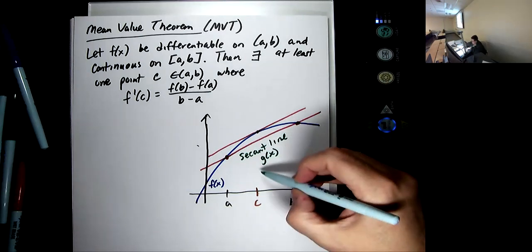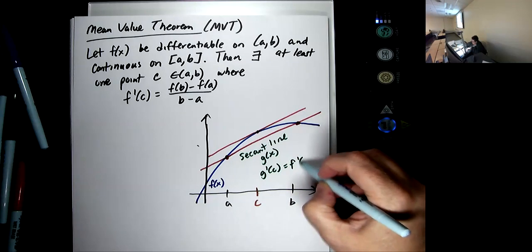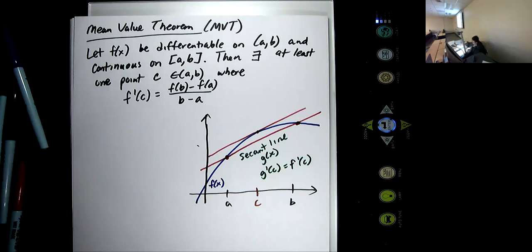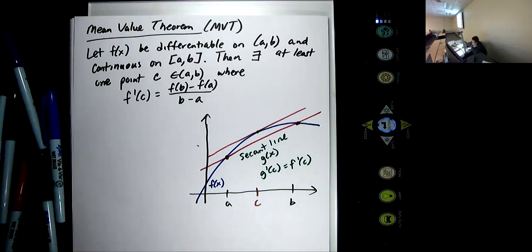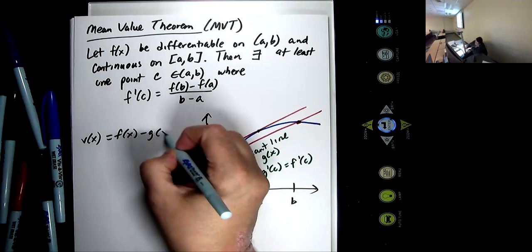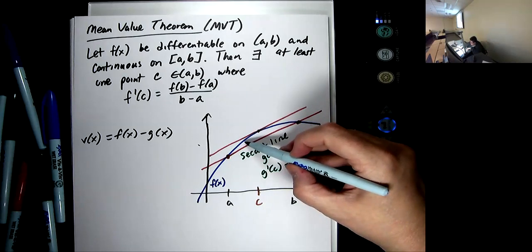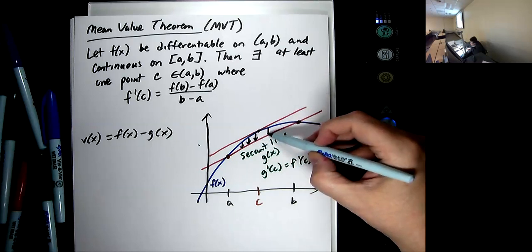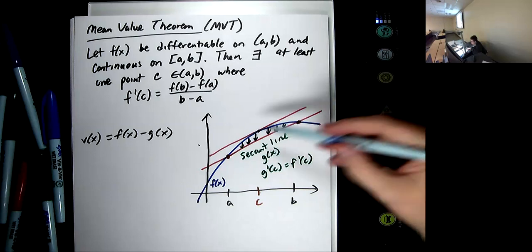So it's saying basically at some point, g prime of C equals f prime of C. The slope of g at C is the slope of f at C. To prove this, we're going to create another function. We're going to call it v of x. Let's call v of x f of x minus g of x, which is effectively finding the difference in these heights. V of x is modeling this height difference.